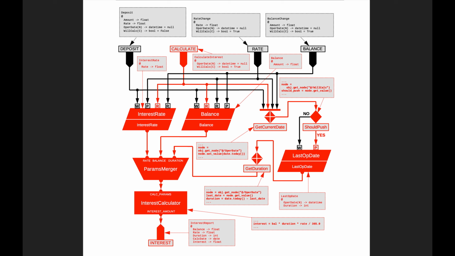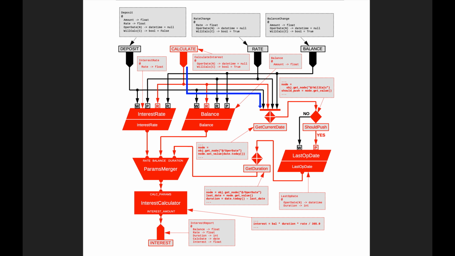Second case is calculating interest amount. Signal from input port, calculate, enters memlets interest rate and balance via letter R, meaning the current memlet content is pushed out without writing anything. Pushed out signals arrive to inputs balance and rate of merger, params merger. Merger waits for signals on all its inputs before sending merged output. So far, only duration input needs a signal to trigger the merger.